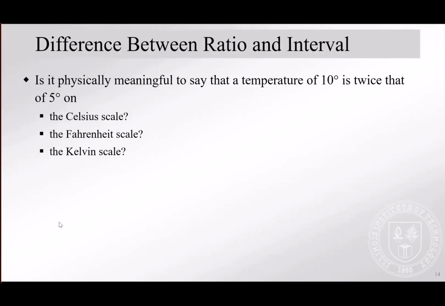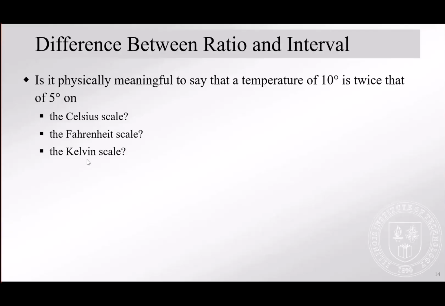Well, it depends on the scale you are using, right? So take a look first. On the Celsius scale, the answer is no, right? Zero doesn't mean no temperature here. It's just an arbitrary reference point. So saying 10 Celsius is twice as hot as 5 Celsius doesn't actually make sense here, right? Same thing applies to the Fahrenheit scale. Again, zero is arbitrary, so ratios like twice as hot are meaningless here as well, right? So hopefully we got the same answer so far.